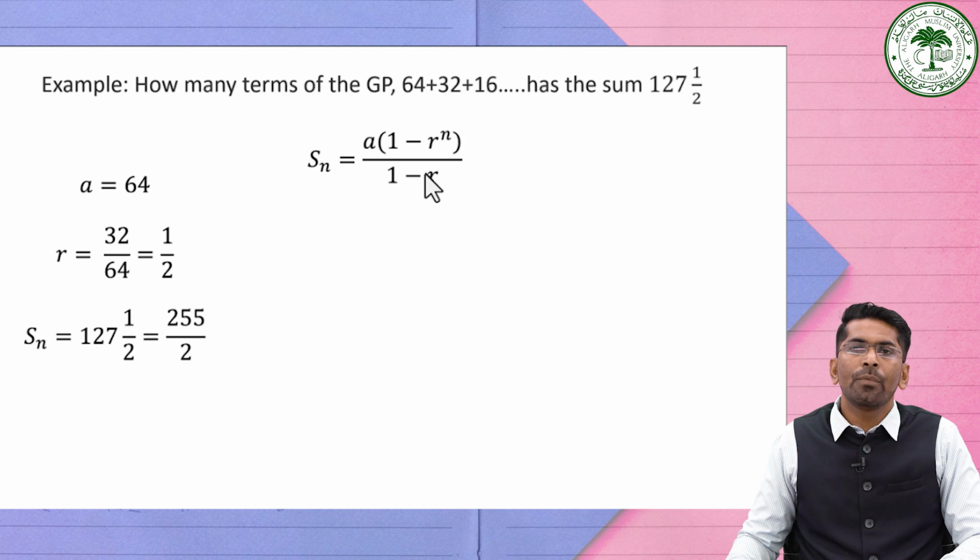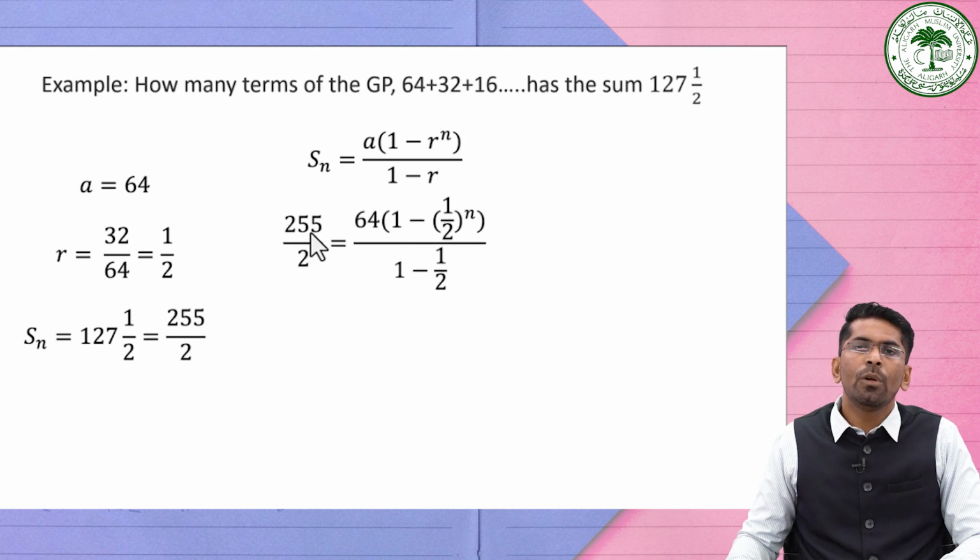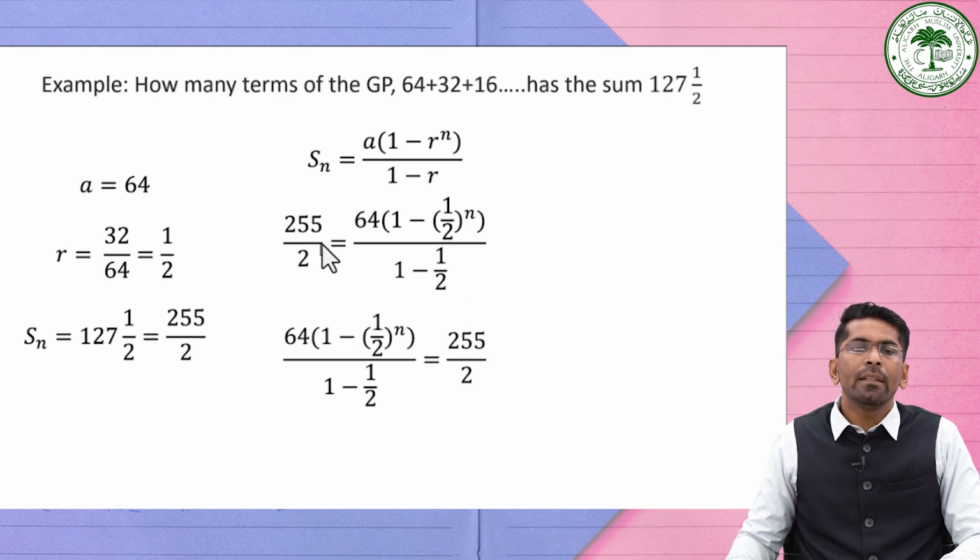Now we can use the sum formula, that is a into 1 minus r raised to the power n divided by 1 minus r. See here, Sn is equal to 255 divided by 2, a is equal to 64, 1 minus r, which is 1 by 2 raised to the power n, which we want to find out here, divided by 1 minus 1 by 2. Now we can simplify it. I am just rearranging this particular equation by taking 255 divided by 2 to the right side and the right side values to the left side.